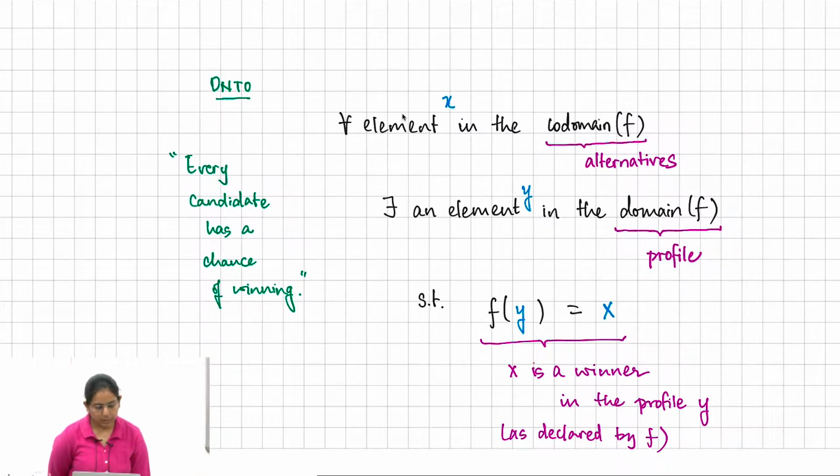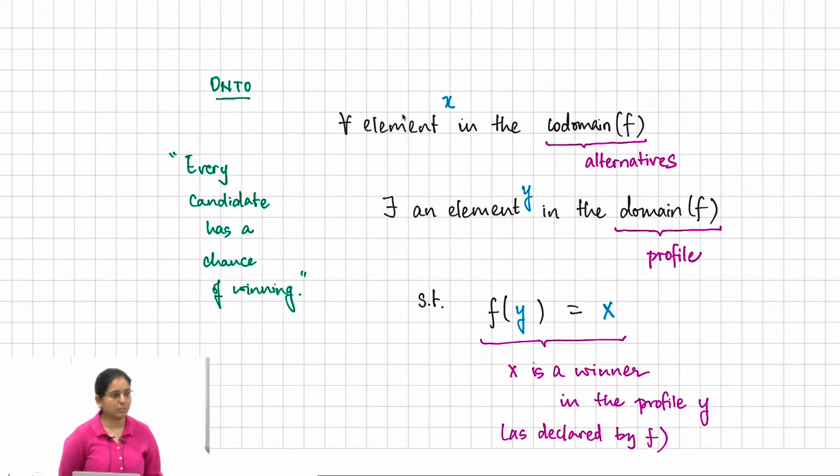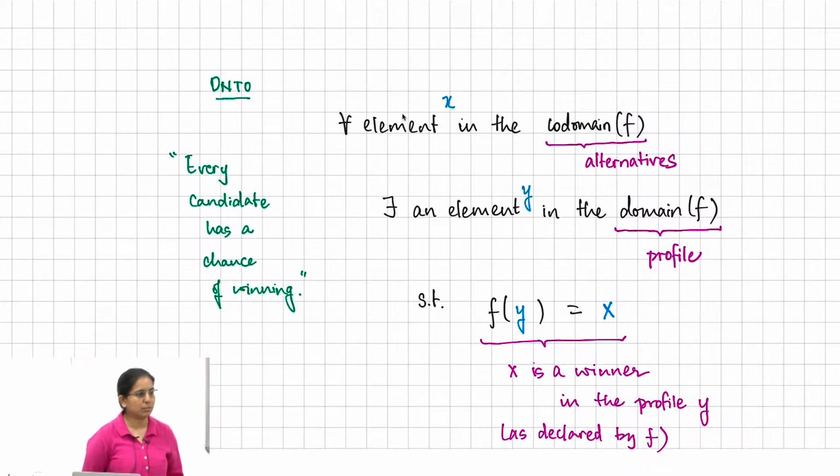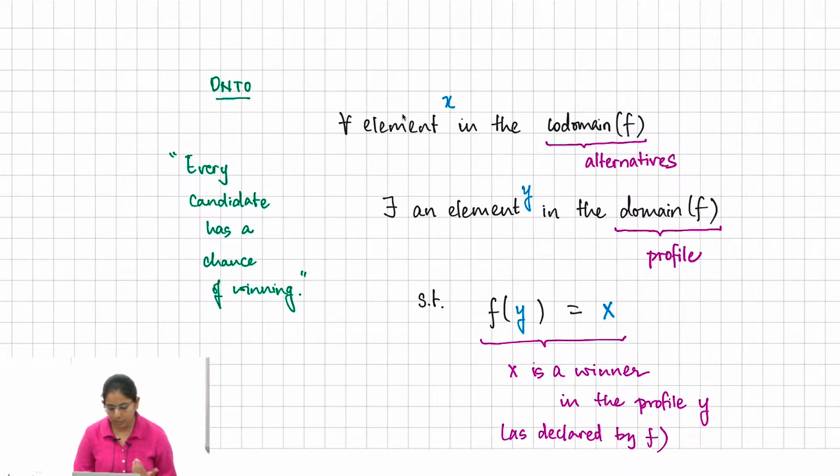Okay, so onto is reasonable. I mean, we are not even demanding very much. We are not saying that every candidate has a substantial chance of winning or a decent chance of winning. Just saying that it has some chance of winning, some non-zero chance. It could be very slim, but so it's in fact a pretty weak demand, and I think therefore it is reasonable. So we would like our mechanisms to be onto.